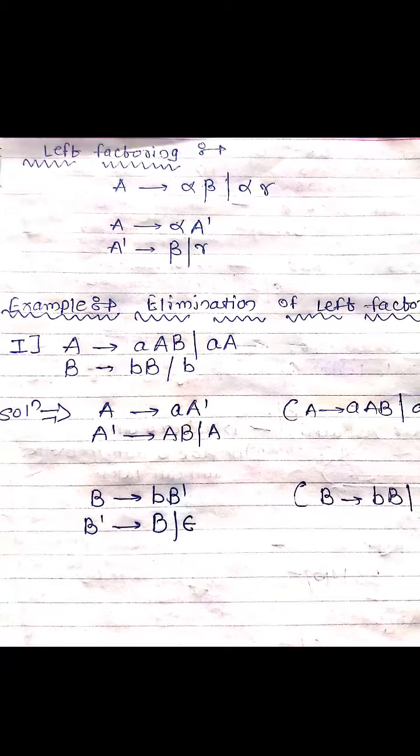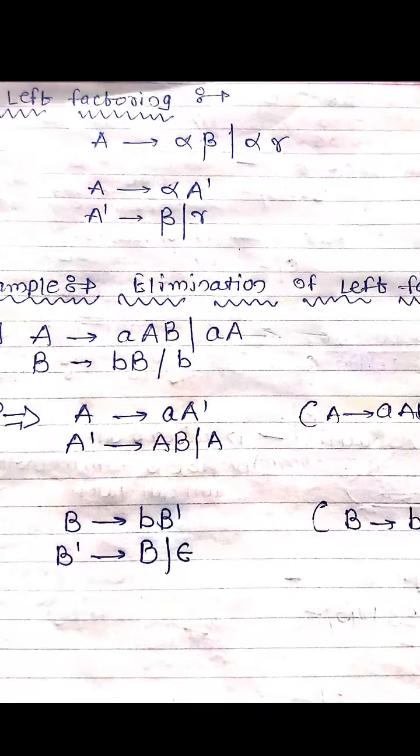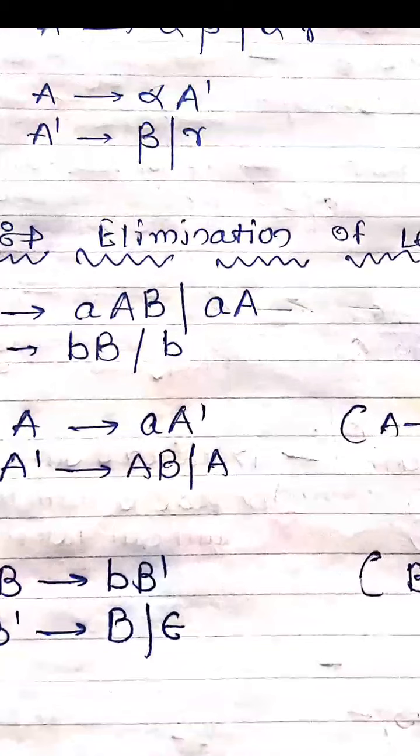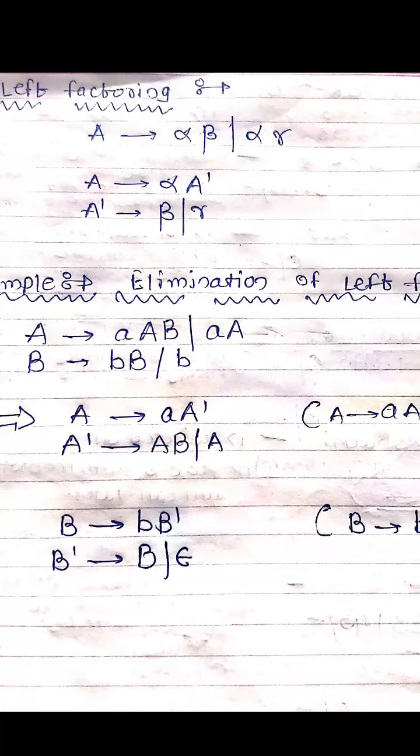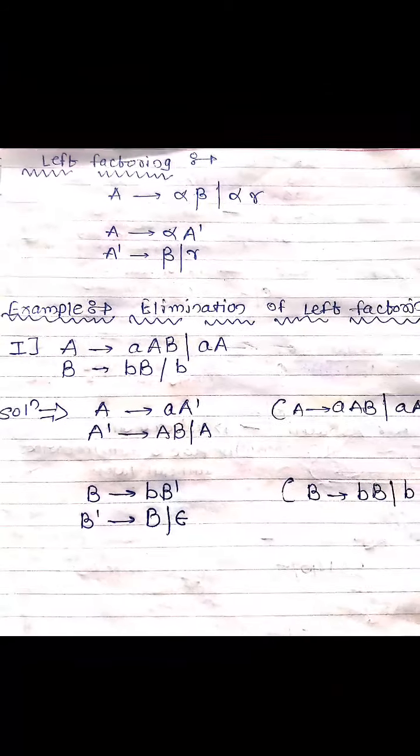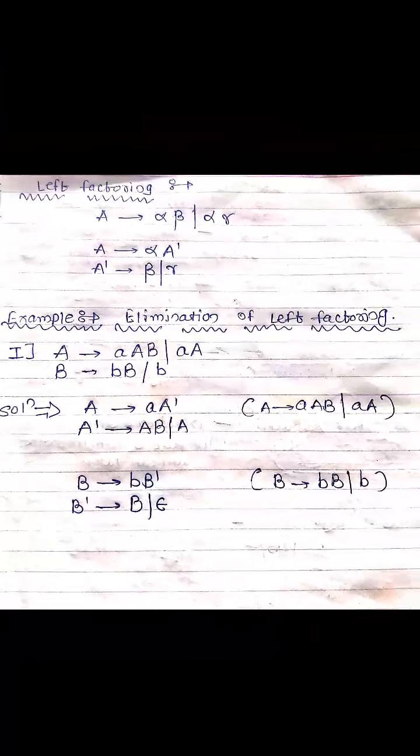For the second term, B produces small b, capital B dash, where alpha is your small b, and here we write down the remaining terms, that is B dash produces, where beta is your capital B, and what about gamma? Here gamma is epsilon, nothing. That's why here we write B dash produces B or epsilon. So in this way left factoring works.